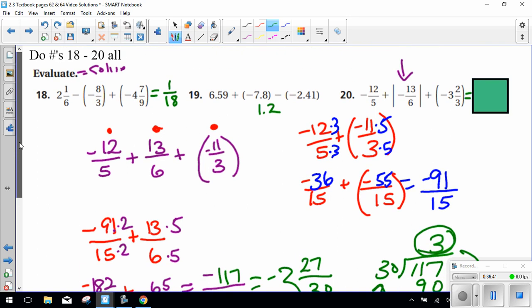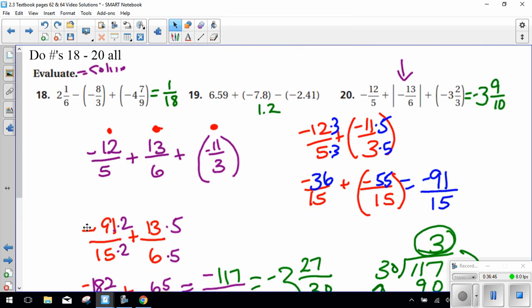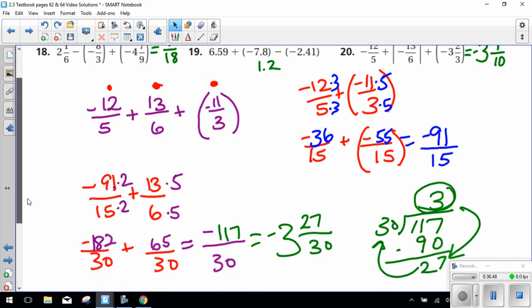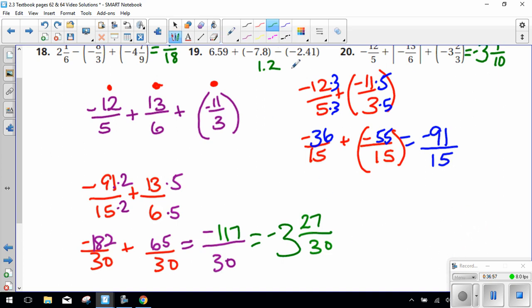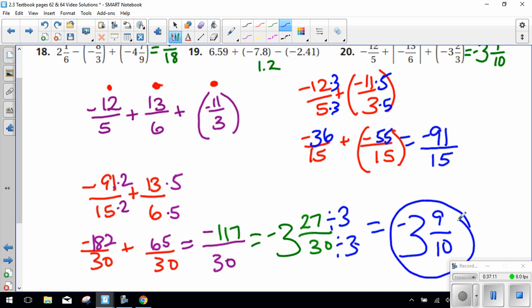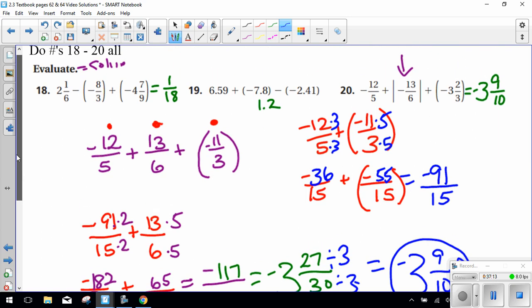Okay, so if we go back up and check the solution. Oh, awesome. So what I forgot to do is reduce my fraction. So let's take a look at 27 over 30. We can divide by 3. Divide by 3. So I get -3, 3 goes into 27 9 times, 3 goes into 30 10 times. Reduced. Okay.